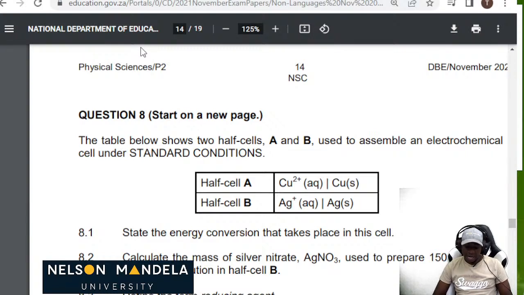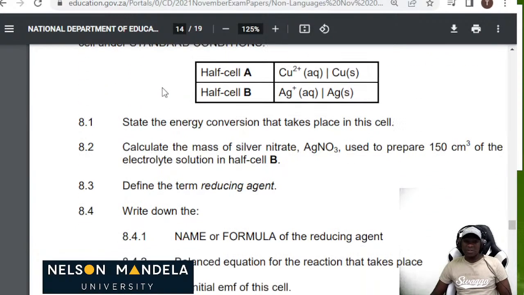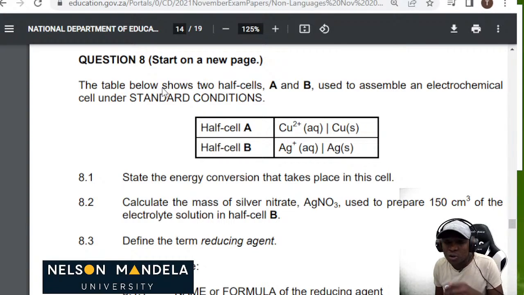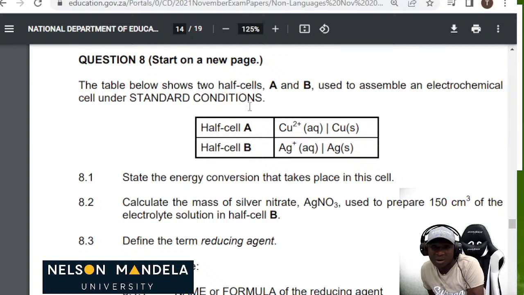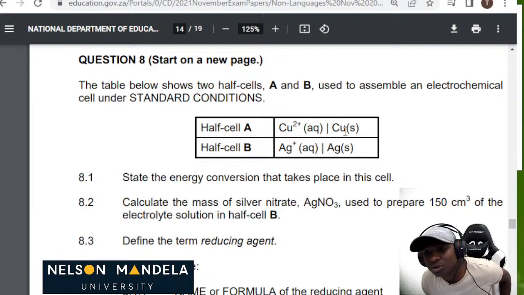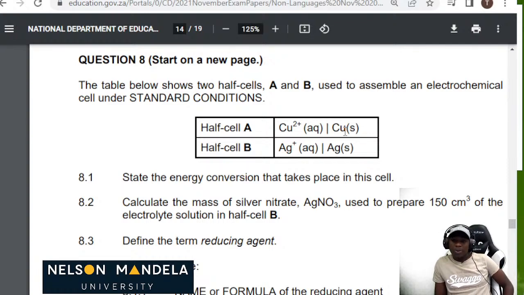All right, so now we are just analyzing our question. We're not too hard on ourselves. We are just analyzing what we are seeing on the question which they're giving us. So now the first question, they say state the energy conversion that takes place in this cell. By the looks of what we are seeing right now, we see the half cell of A, which is Cu2+ aqueous, going to copper, which is in solid state. Then state the energy conversion which is happening.